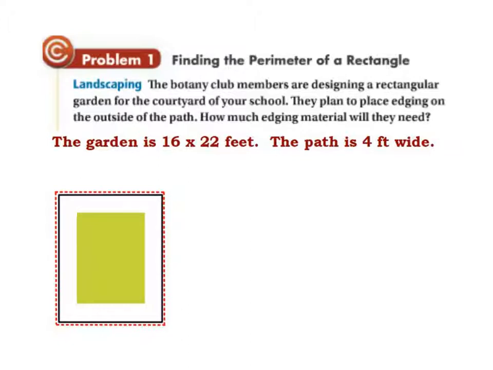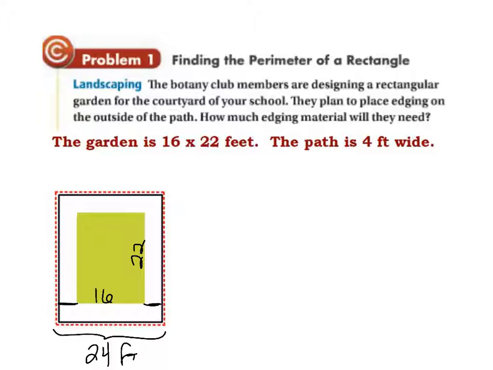So the garden itself is 16 by 22 feet. We'll say this is the 16 and this is the 22. But there's this sidewalk or path that goes around it that's 4 feet wide. If I look at my 16, that 4 feet is going to be here and here. So the edging on this side would be the 16 plus the 4 twice, so 16 plus 8. So I'm up to 24 feet for that side.